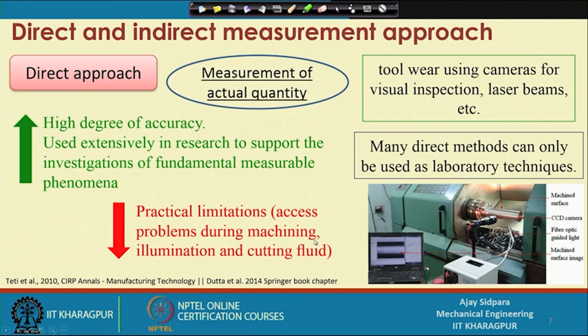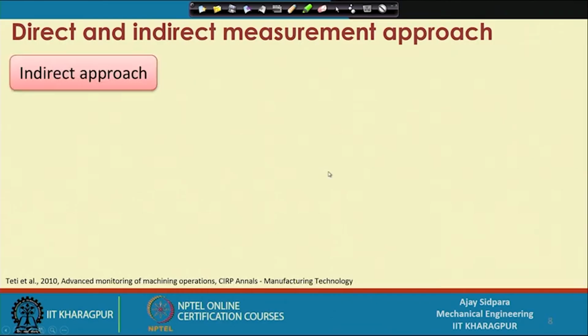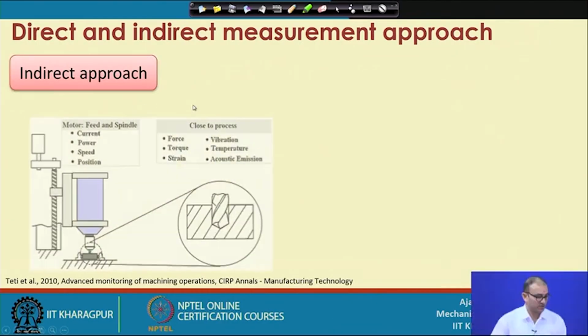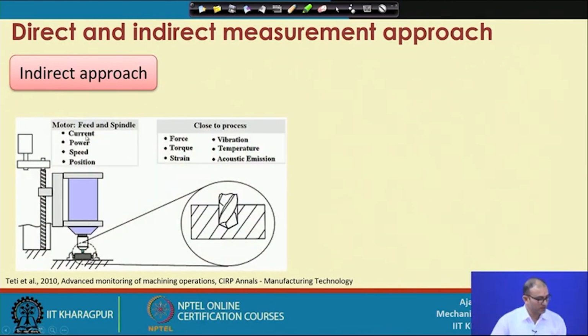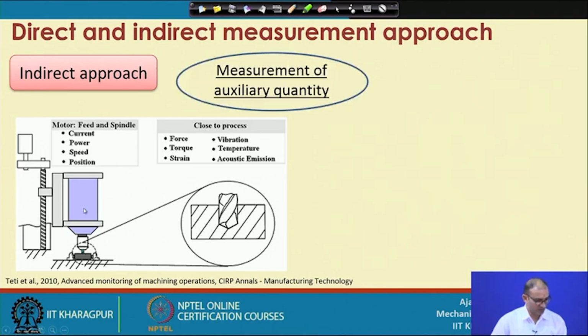Excess problems during machining, illumination and cutting fluids, there are many things which make this direct approach very inefficient in handling actual or practical situations. So, we go with the indirect approach. What is the indirect approach? You measure current, power, speed and position, and based on those you calculate the condition of the cutting tool, workpiece or some other component of the machine tool.